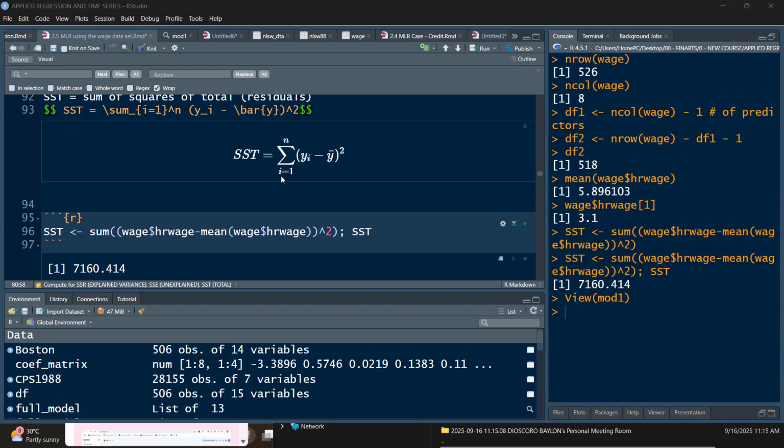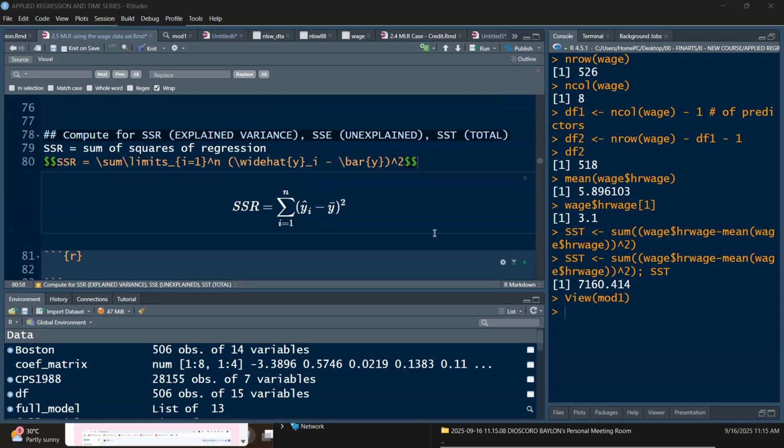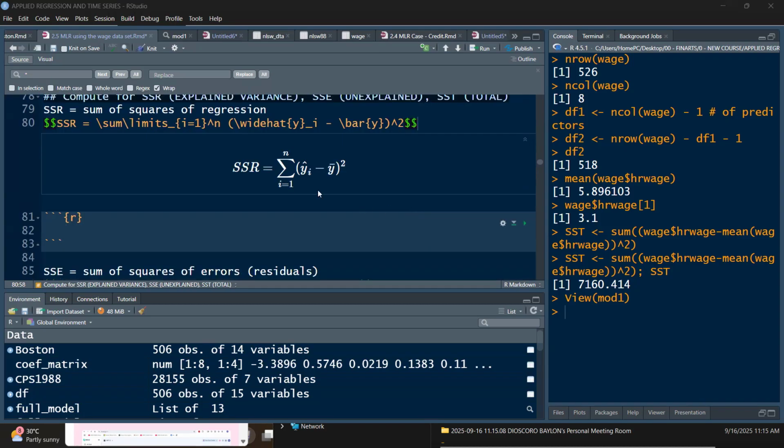Thank you, class. So ito yung SST natin. Ito yung total variation ng hourly wage data natin. Okay? Now, let's take a look at how our model was able to improve on the mean. Kasi ito yung initial model natin, di ba? Ito yung base model natin. Just get the average. Now, we're using several independent variables in order to model our hourly wage, di ba? So, i-compare natin, class, yung predicted value natin from our model 1.